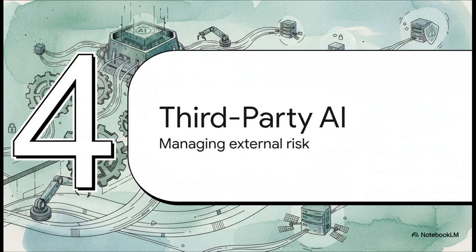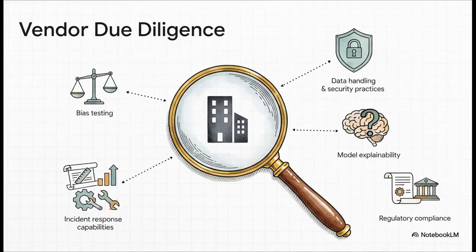Okay, last big topic. Let's talk about the AI that you don't build yourself. Because let's face it, more and more companies are buying AI tools and services from vendors instead of building them from scratch. And that introduces a whole new world of risk that needs its own dedicated playbook. Look, before you even think about signing a contract with a vendor, you have to do some serious homework. This is non-negotiable. You need to grill them on their practices just as hard as you would grill your own teams. Ask them, how do you test for bias?